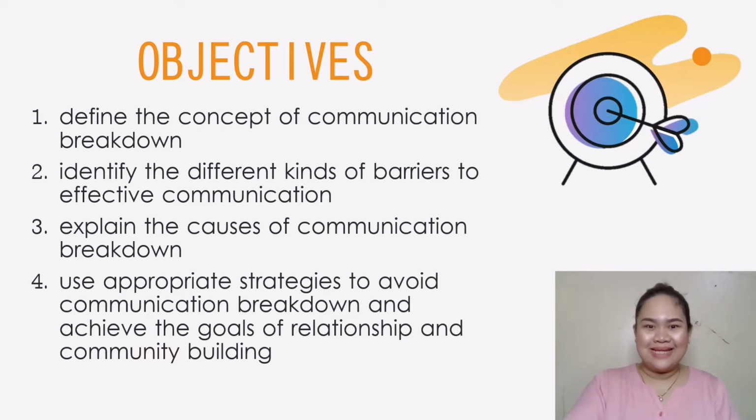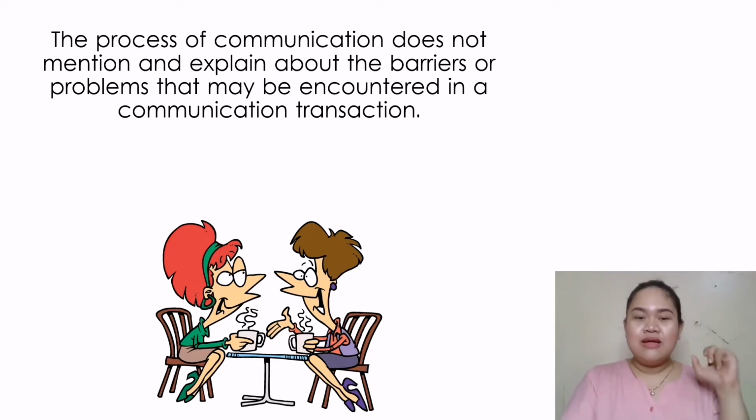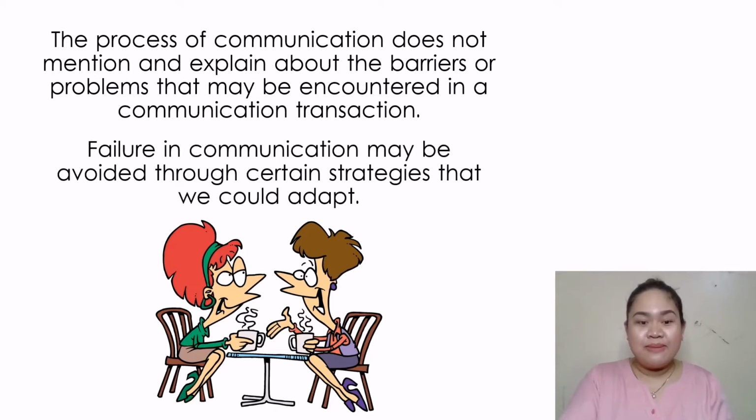relationship and community building. The process of communication does not mention and explain the barriers or problems that may be encountered in a communication transaction. In the previous lesson, we discussed 4 barriers, which are physical, psychological, linguistic, and cultural. We should be aware of this to help us avoid or solve the communication problem. Failure in communication may be avoided through certain strategies that we could adapt, because the goal of communication is always to achieve a clear and effective understanding, resulting in good relationships in the community.